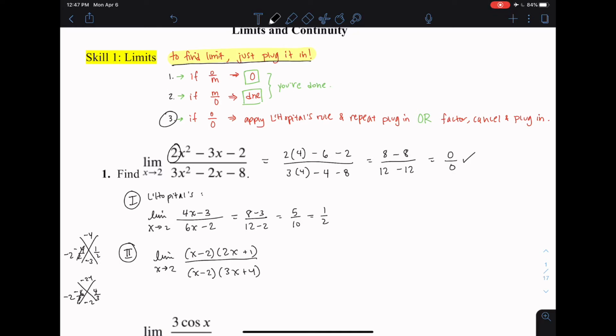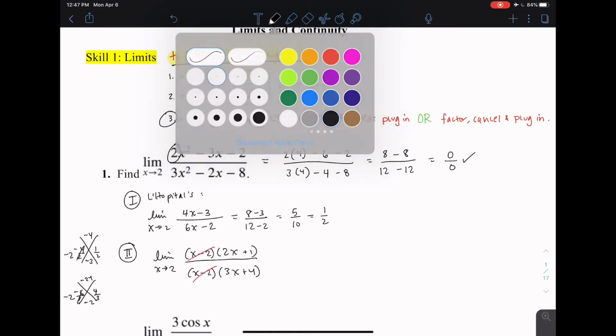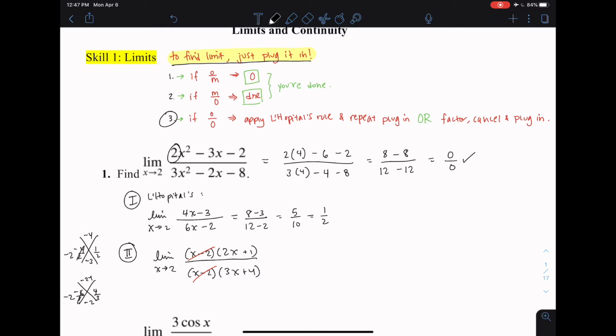So notice that I have a common factor on top and bottom. I'll cancel x minus 2. And this actually eliminates my problem. Now I can just plug in 2 into the remaining expression. So 2 times 2 is 4 plus 1 is 5 over, plugging in 2 into the bottom now, 3 times 2 is 6. Plus 4 is 10, and indeed, I get the same answer, 1/2.